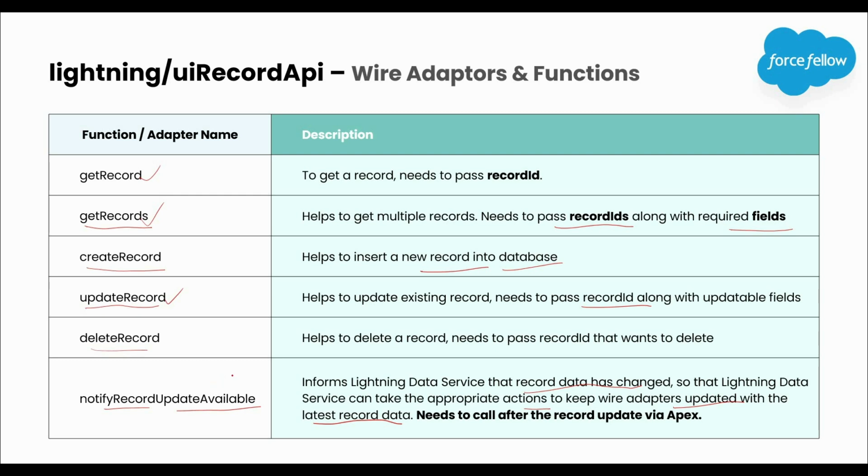Now, if we call this function after updating data using an Apex method, then this method lets LDS know that the record has been changed externally, please update the cache as well. So internally, LDS will refresh the latest data from the server. That's why our component will always have updated data. Okay, so this is something we should keep in mind. If you are updating records using an Apex method and getting that same record using a wire adapter, then we have to call this notifyRecordUpdateAvailable method and pass that record ID.